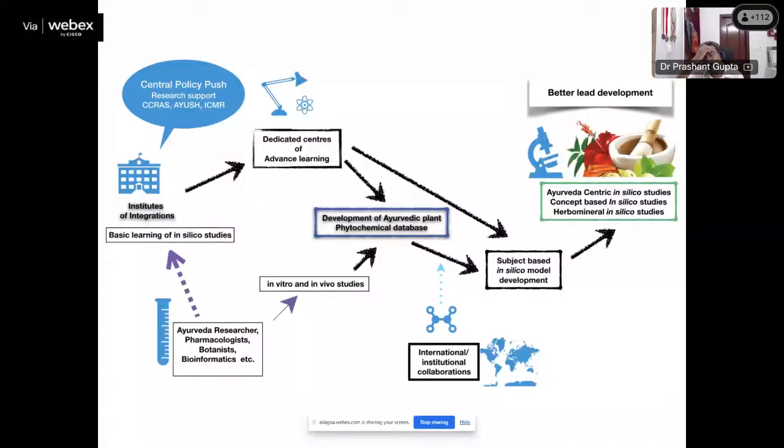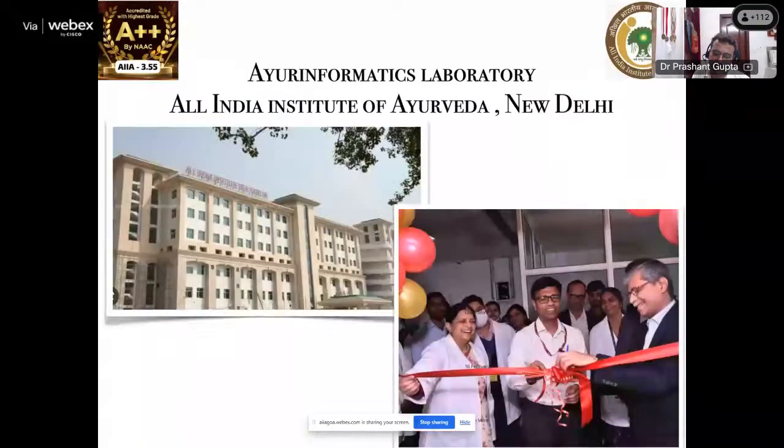Software is not far away. What does AI do? It predicts you and behaves. I'm not saying that it is Mana or something, but yes, if you ask, they will develop it. With herbo-mineral in silico studies, only then can we develop a better lead development.